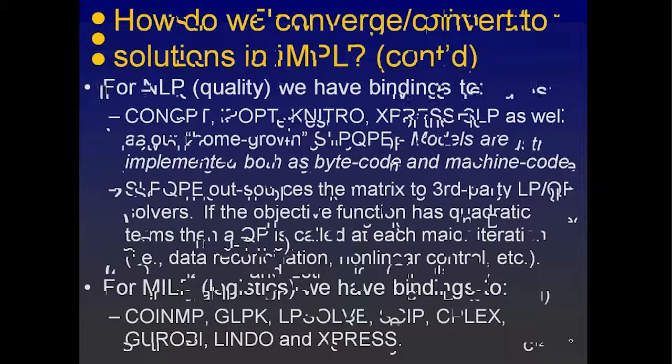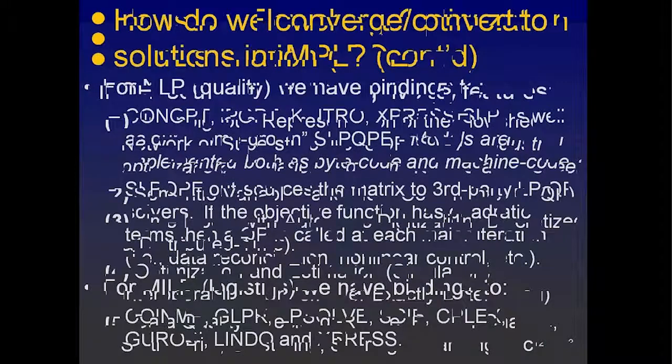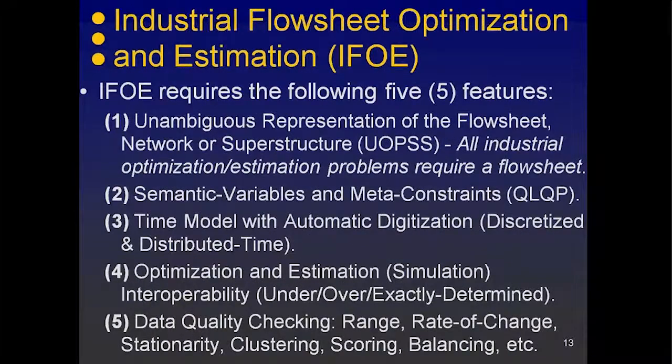Okay, so the previous stuff was basically talking about what IMPL is. Now, the next part of this presentation is to describe what is industrial flow sheet optimization and estimation. And we've listed 5 requirements to do that, or essentially 5 things that you need to be able to implement industrial flow sheet optimization and estimation. The very first one you need is an unambiguous representation of the flow sheet network or superstructure. We use this thing called Unit-Operation-Port-State.